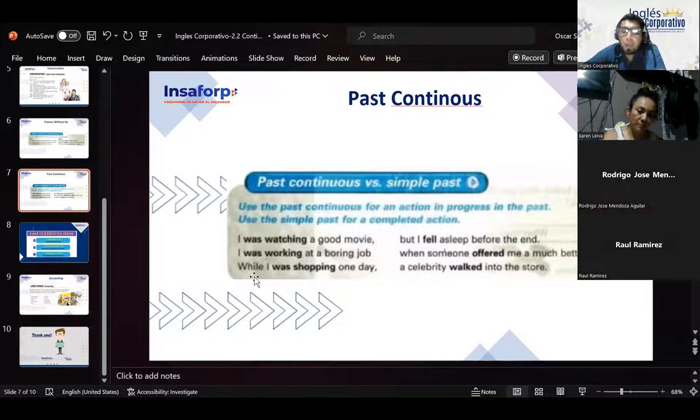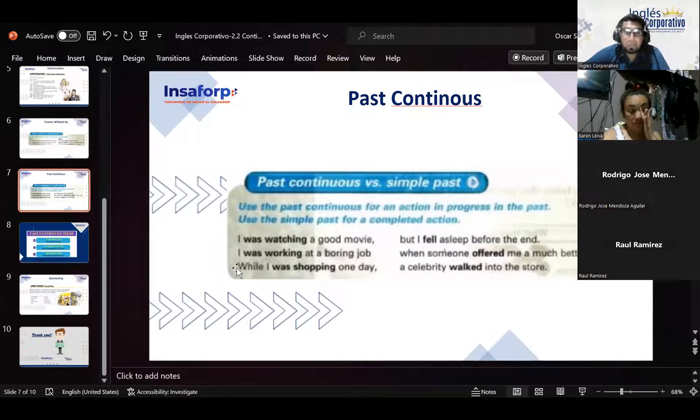Now here, this while, of course, is going to mean that this activity was not necessarily interrupted and changed. Because here, if you see, I was watching the movie is something that was interrupted and completely changed in the next activity. Because you fell asleep, the movie didn't have any relevance anymore. I was working a boring job is something that completely changed when this person decided to go for the one that he considered to be a much better one. So that means that it was interrupted and then he moved on into doing something else.